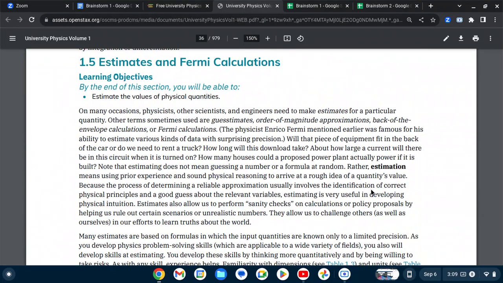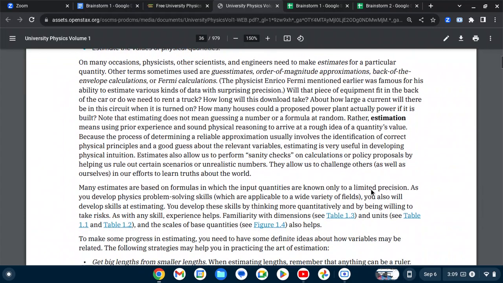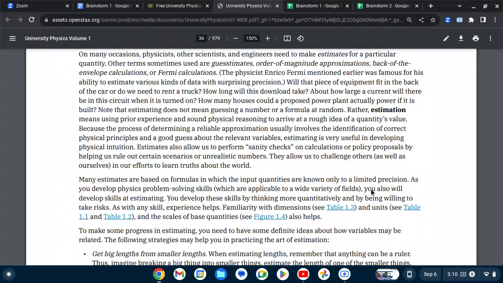1.5. Estimates and Fermi calculations. Learning objectives. By the end of this section, you will be able to estimate the values of physical quantities. On many occasions, physicists, other scientists, and engineers need to make estimates for a particular quantity. Other terms sometimes used are guesstimates, order of magnitude approximations, back of the envelope calculations, or Fermi calculations.